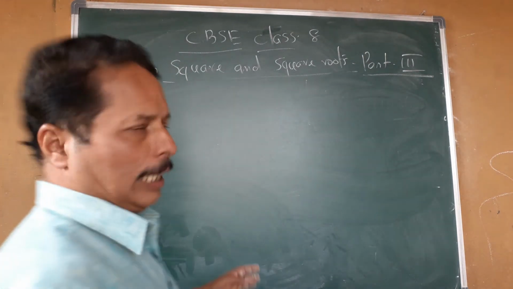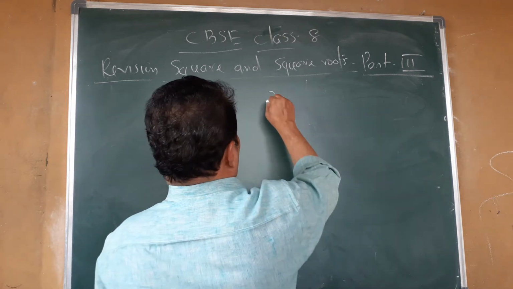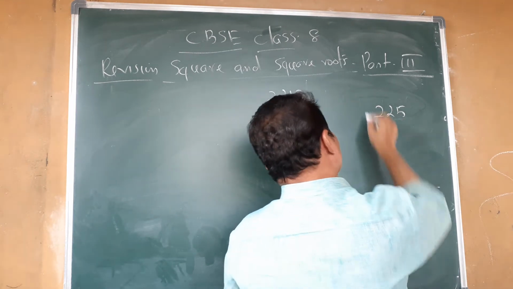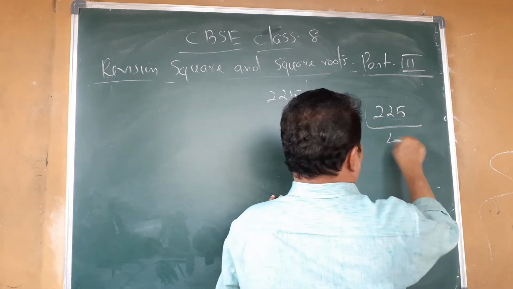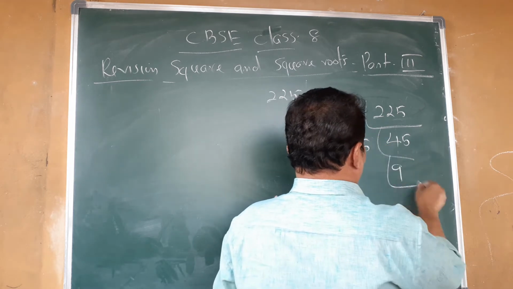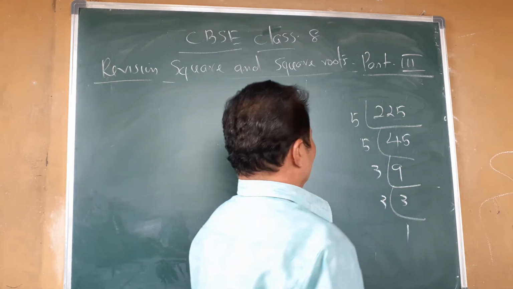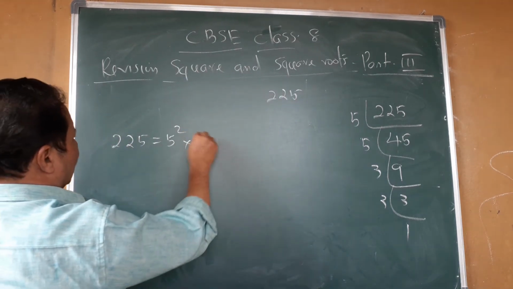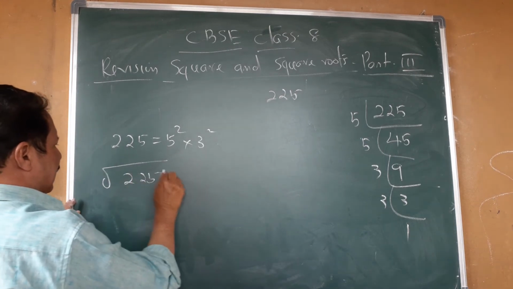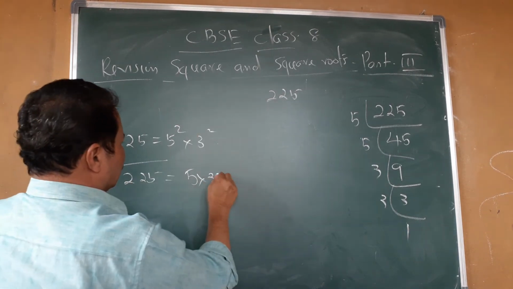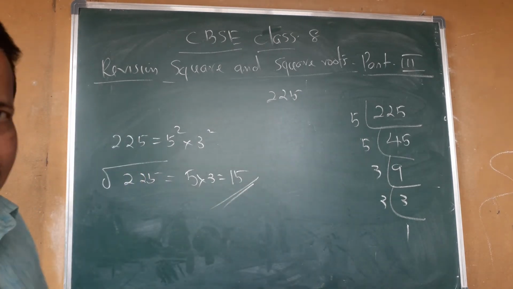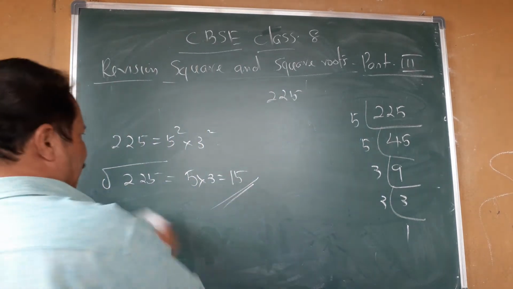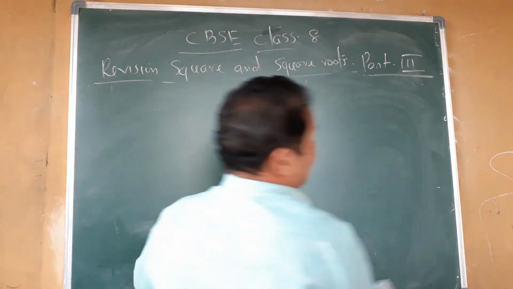Now once again, find the square root of 225. How can we find it? 225, the unit place is 5, so better divide by 5. It's an easy one. You get 45. Again divided by 5, 9. Then it is divisible by 3. So 5 into 5, 3 into 3. 225 is 5 square and 3 square. And for the root, take one 5 and one 3. Your answer is 15. Is it clear? So if the unit place number ends with 5, better you divide it by 5. That is factorization method.